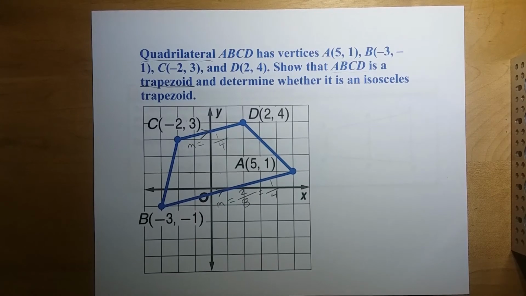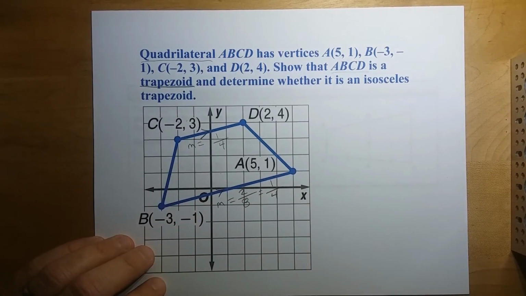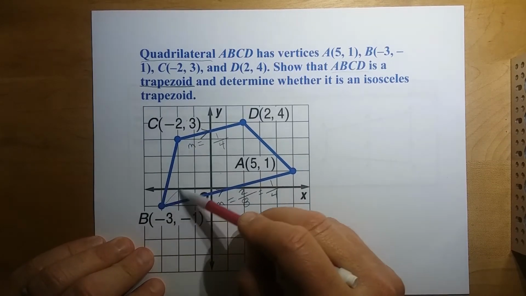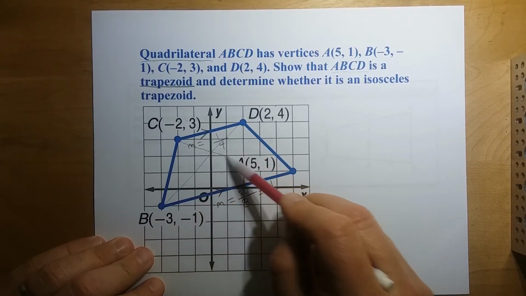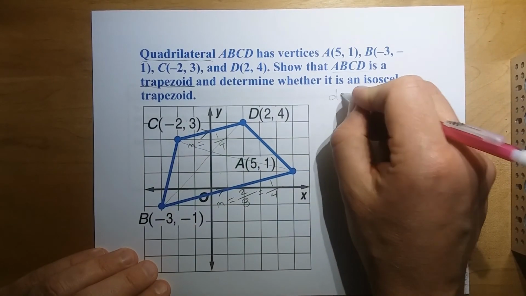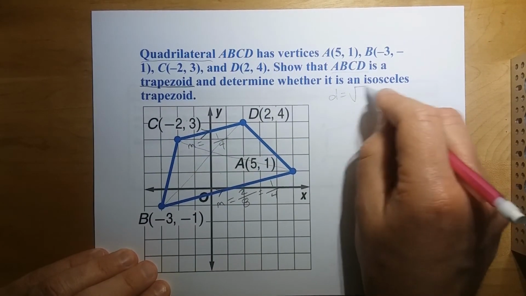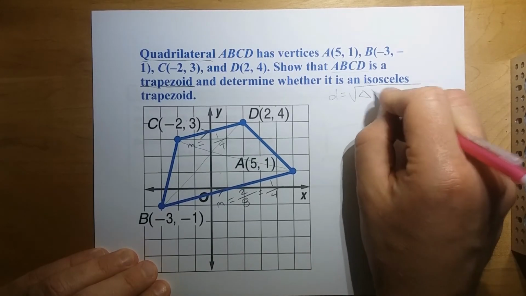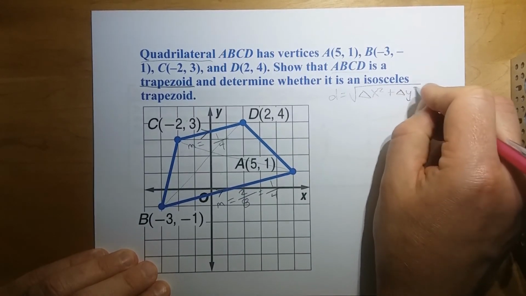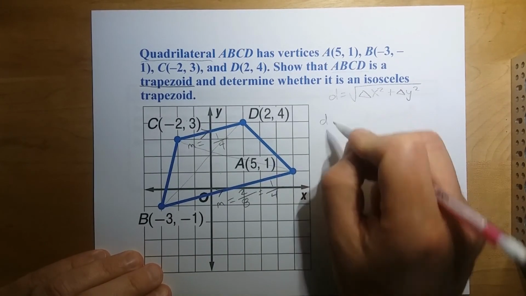But how could I determine if it's isosceles? There's 2 checks we could do. We could check and see if the legs are congruent. Or we could check and see if the diagonals are congruent. How would we do that? Well, we're going to use our distance formula. The distance between any 2 points on the graph equals the square root of the change in x squared plus the change in y squared between them. Why don't we take a look at the distance from B to C?